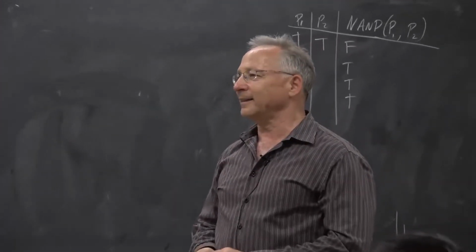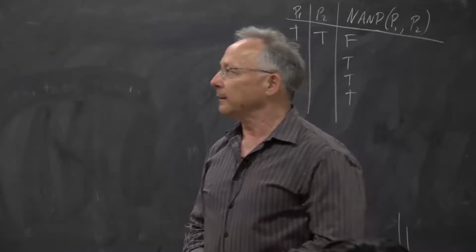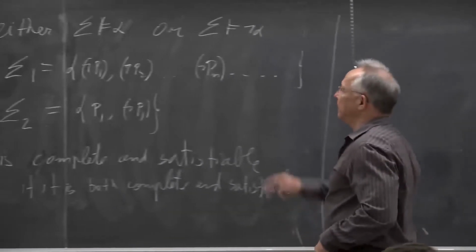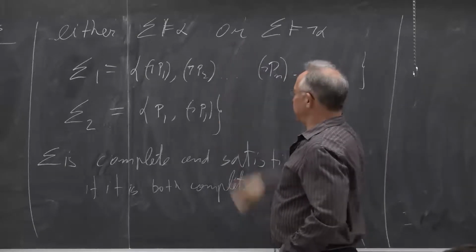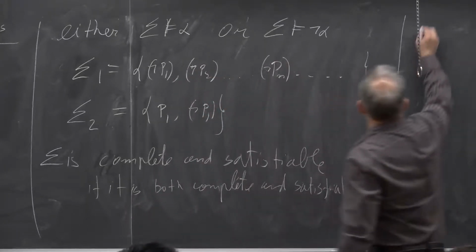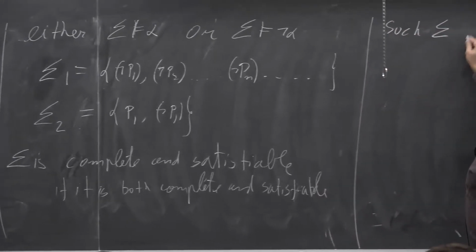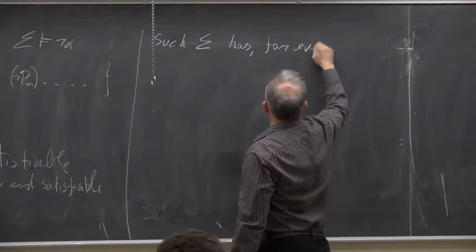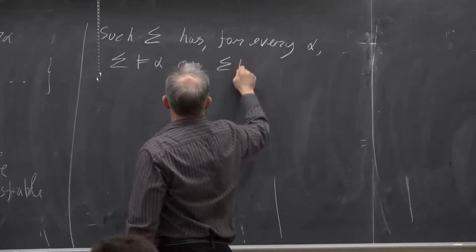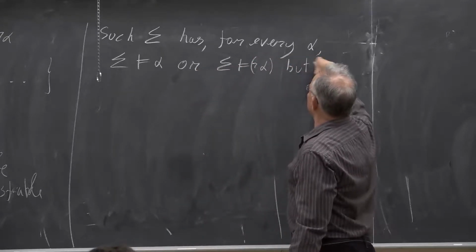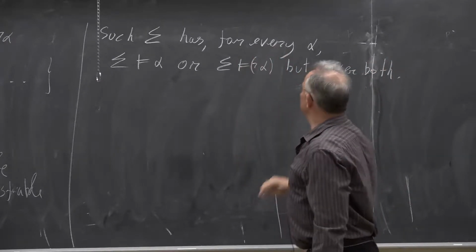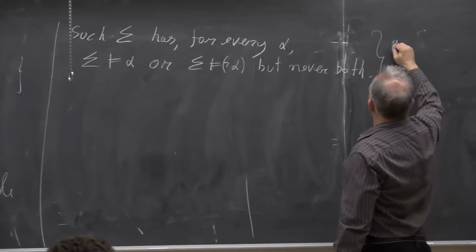Now, the not so easy is, can you give me an example of a system which is both complete and satisfiable? And note that completely satisfiable is the same thing as saying that instead of having "or" here, I will add "but not both". Such sigma has, for every alpha, sigma logically implies alpha, or sigma logically implies not alpha, but never both. And this is an exercise for you. Prove it.